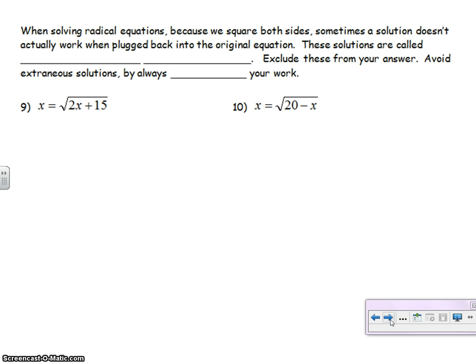When solving radical equations, because we square both sides, sometimes the solution is not going to work out when we plug it back in. These are called extraneous solutions. We will exclude these from our answer. We will avoid these by always checking our work.